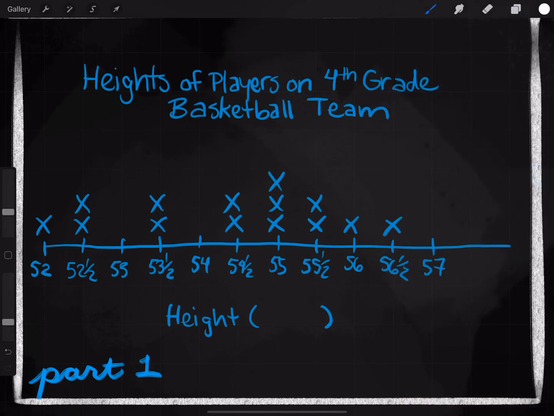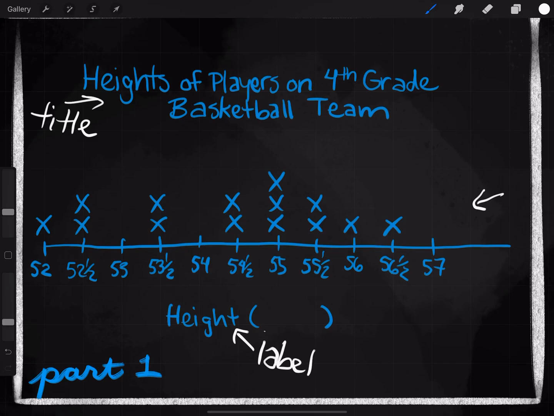Alright, so here we have a nice line plot. Heights of players on a 4th grade basketball team. There is one thing missing from this chart. Here's our nice lovely title. Here's all our info. Here's our label. But one thing is missing.